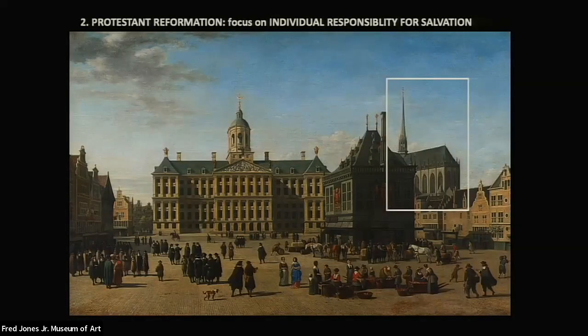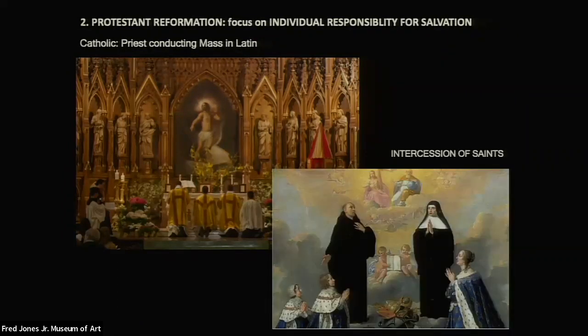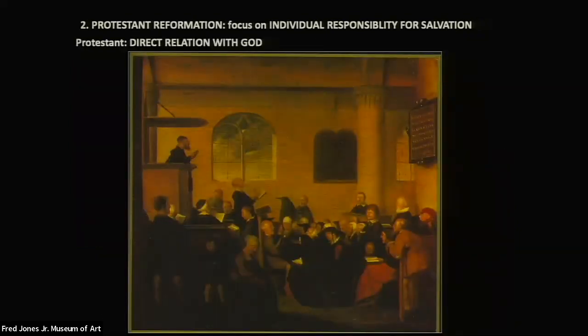Secondly, at its founding, the Reformation of the previous century, the Netherlands had become a predominantly Protestant society, taking over the formerly Catholic churches for their worship. In contrast to the older Catholic faith, in which worshipers witnessed a priest conducting mass in Latin and saints interceded with God on behalf of the faithful, Protestants focused upon God's word and a direct relationship with God, while church decoration was considered distracting.